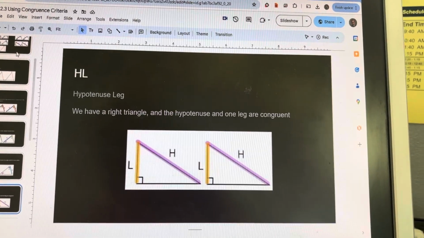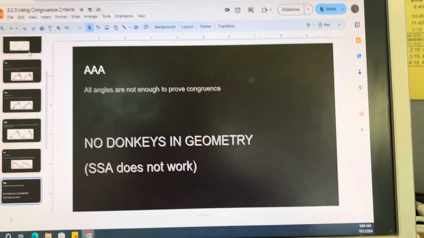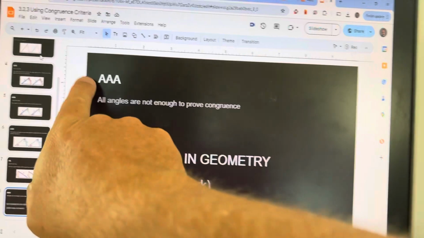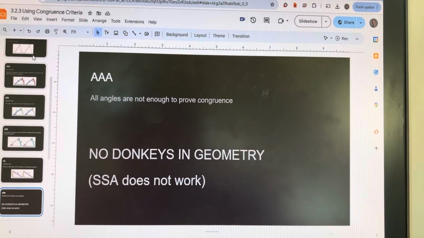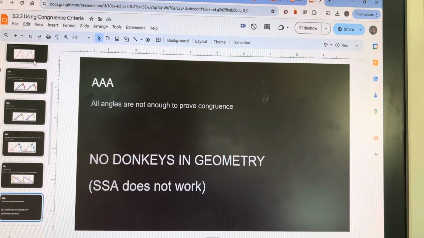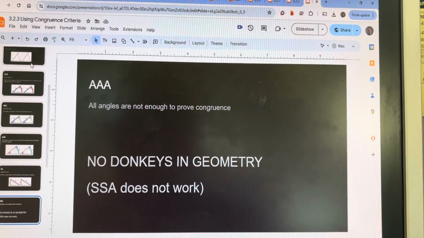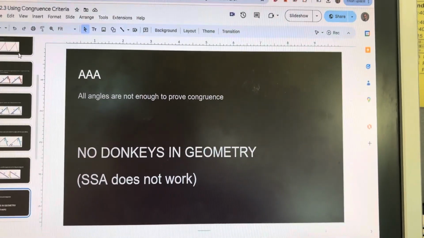Now, there are a couple of shortcuts that don't work. If we have angle, angle, angle, the angles are not enough to prove congruence. It's a pretty easy thing to think about because you have yield signs.